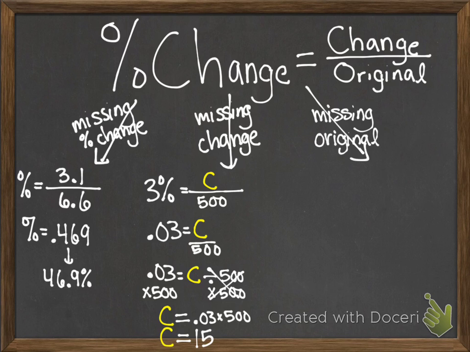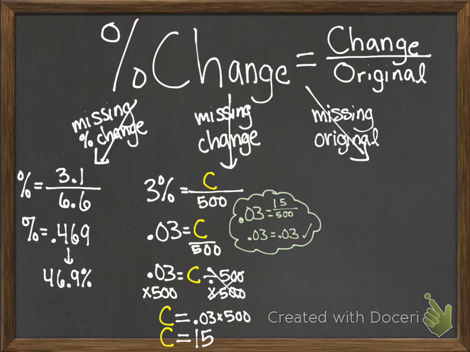So given an original of 500 and a percent change of 3%, the change has to be 15, okay? And we can go ahead and check our answer by plugging it back in. We could say 0.03 equals, now we take the 15 we just solved for, plug it in for C over 500, so 15 over 500. 15 divided by 500 is 0.03, so 0.03 from the 3% is equal to 0.03 from 15 over 500. They're equal to each other, so it's true. Check mark, we've checked our work.